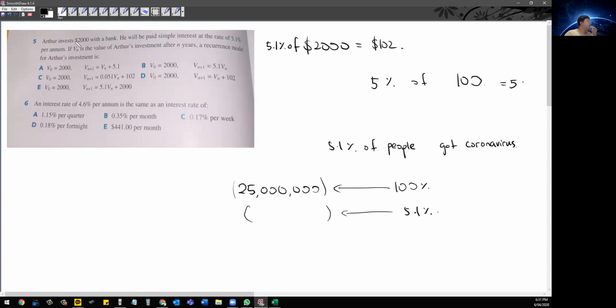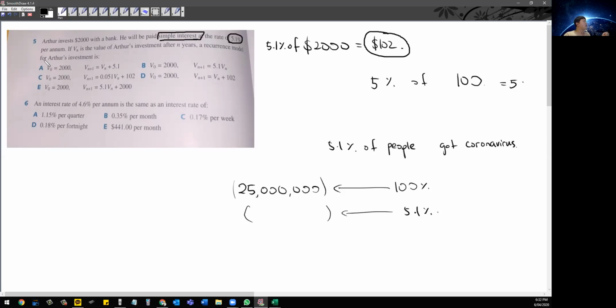Now, this guy invests $2,000, but it's a simple interest of 5.1%. And we figured out that 5.1% of 2,000 is $102. Because this is simple interest, this guy will be paid $102 every year. There's no compound interest. He's not going to get interest upon the interest. He's just going to get the $102 constantly every year.